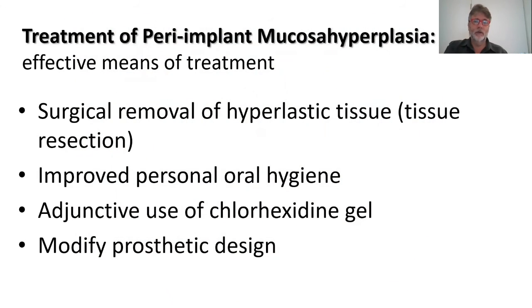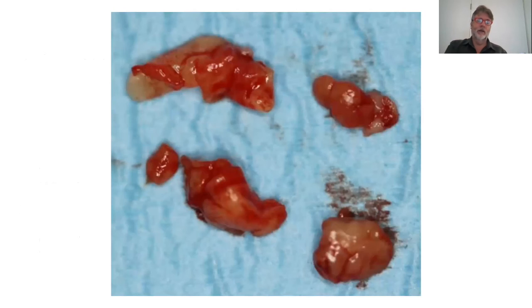And so the treatment of this is surgical removal of this hyperplastic tissue, improvement of their personal hygiene, and maybe the adjunctive use of chlorhexidine gel. And you modify, if necessary, the design of the prosthesis so it's easier for them to keep clean. Chlorhexidine gel's okay, but if you can get hold of the bleach mouthwash, I think that's a better thing altogether. And this is the sort of stuff that you'll pull off from around here.